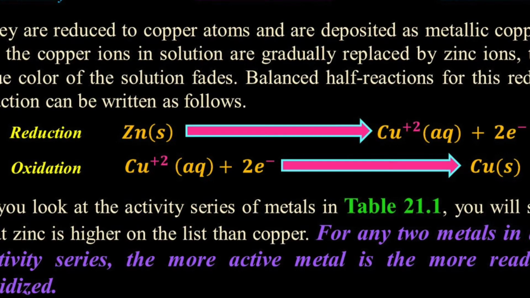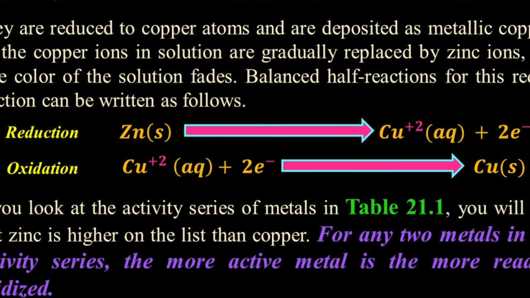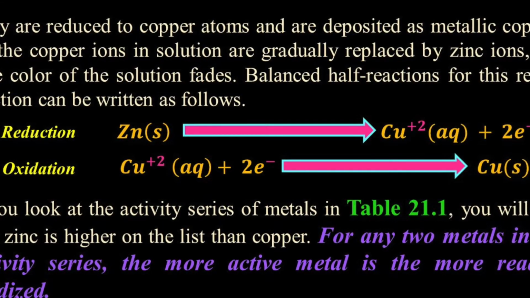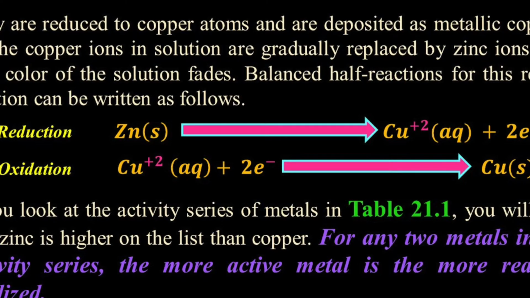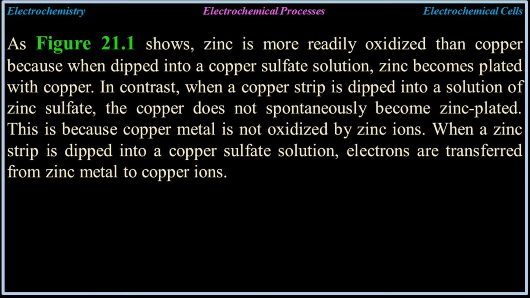If you look at the activity series of metals in table 21.1, you will see that zinc is higher on the list than copper. For any two metals in an activity series, the more active metal is the metal more readily oxidized. Figure 21.1 shows zinc is more readily oxidized than copper because when dipped into a copper sulfate solution, zinc becomes plated with copper. In contrast, when a copper strip is dipped into a solution of zinc sulfate, the copper does not spontaneously become zinc plated. This is because copper metal is not oxidized by zinc ions. When a zinc strip is dipped into copper sulfate solution, electrons are transferred from zinc metal to copper ions.